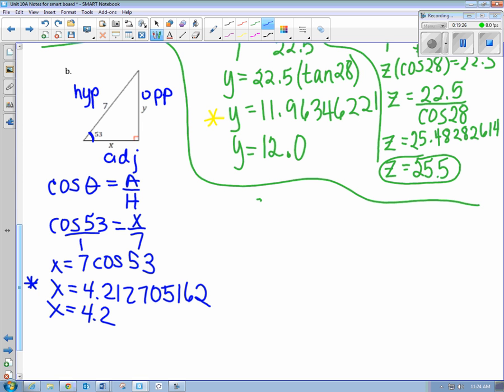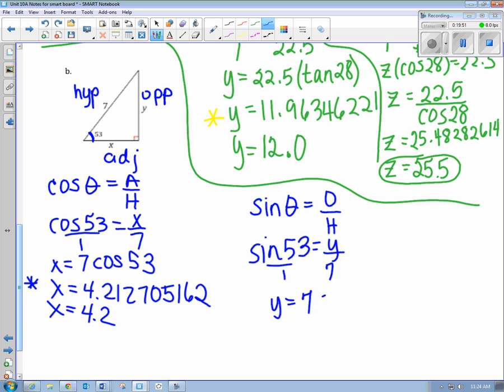To find y, I need to deal with that opposite side of y and the hypotenuse. Opposite and hypotenuse is sine. So sine of theta, opposite over hypotenuse. I'm going to plug in what I know. So sine 53 equals y over 7. I'm going to cross multiply, so I will end up with y equals 7 sine 53.